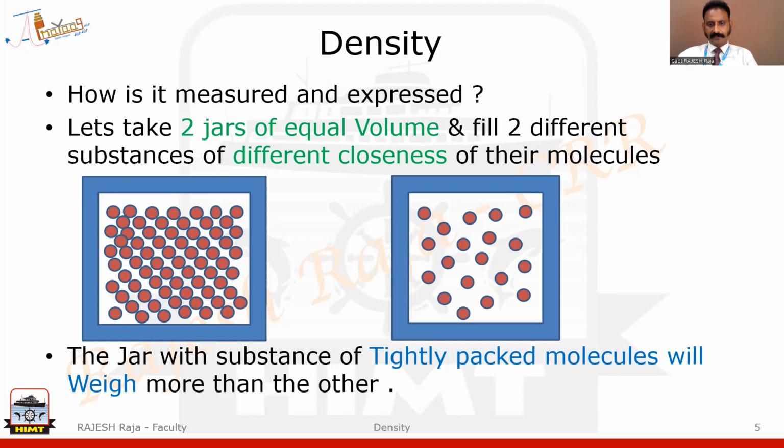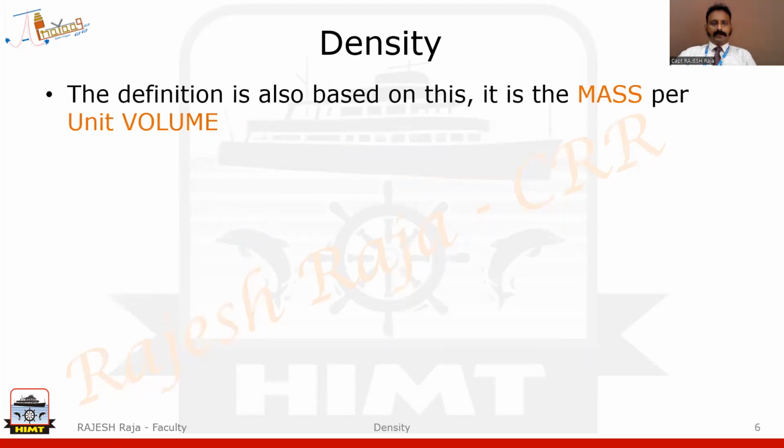That is a simple way of understanding what density is. I'm not going into technical features, I'm just telling you a very, very simple way. So how can you measure or represent it? The definition can be given as simply mass per unit volume. The volume was constant in those two jars which we saw, and the mass was different in both jars. I told you one will weigh more than the other. So this is a simple definition of density, which is mass per unit volume. I can call it mass divided by volume.